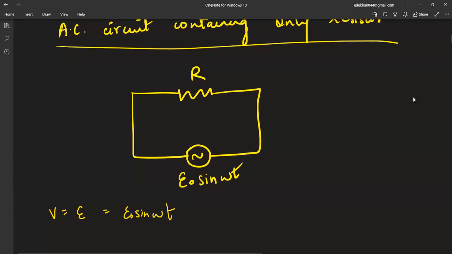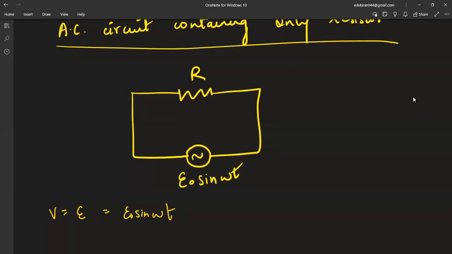Just understand it in this way. AC circuit containing only a resistor. You are having a circuit that is having the value of resistor. Had it been connected in your DC circuits, how would you have used it? You have the value of EMF. EMF is variable this time. Why? Because we are talking about alternating current. So if this is varying, this becomes E naught sine omega t. Resistor is connected with the help of wire, right? So E is equal to E naught sine omega t.